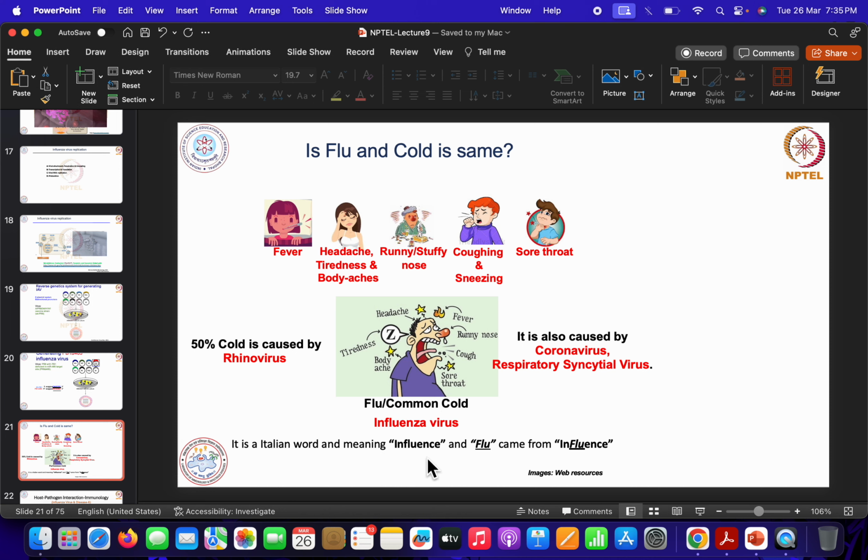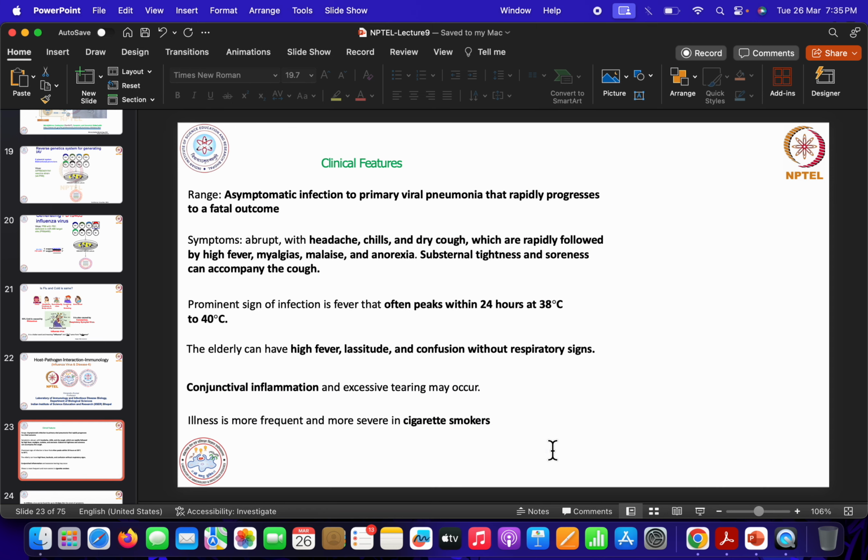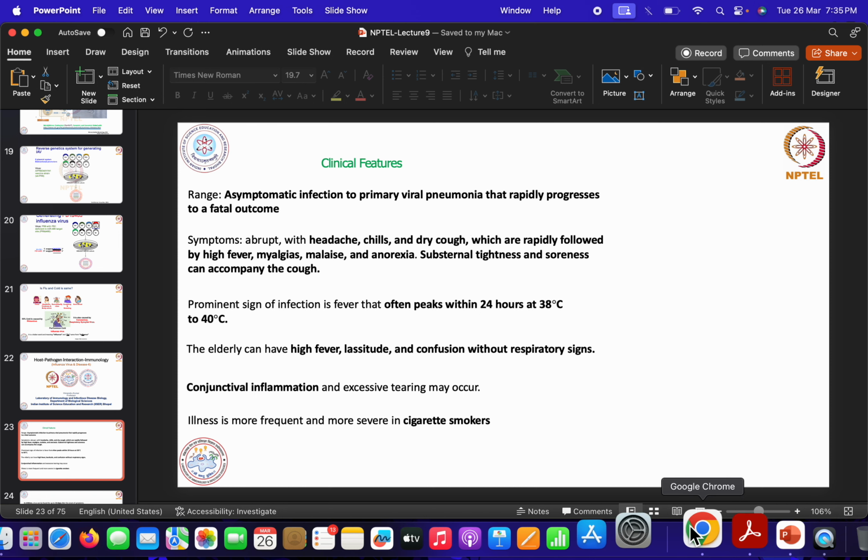So influenza comes from an Italian word meaning influence, and flu came from the word influence. Okay. So clinical features: asymptomatic infection to primary viral pneumonia that rapidly progresses to a fatal outcome. Symptoms are abrupt, with headache, chills, dry cough, which are rapidly followed by high fever, malaise, anorexia.